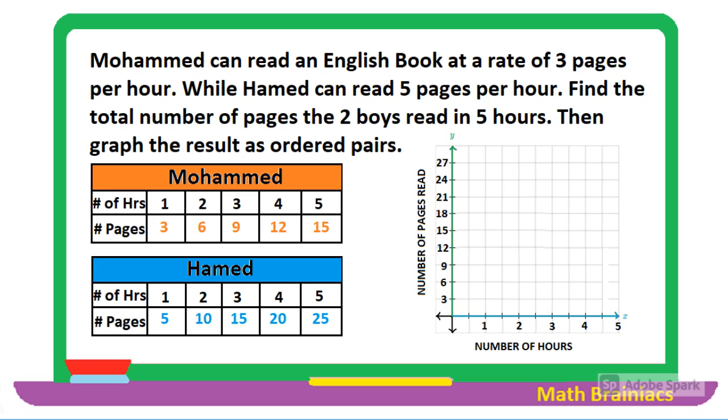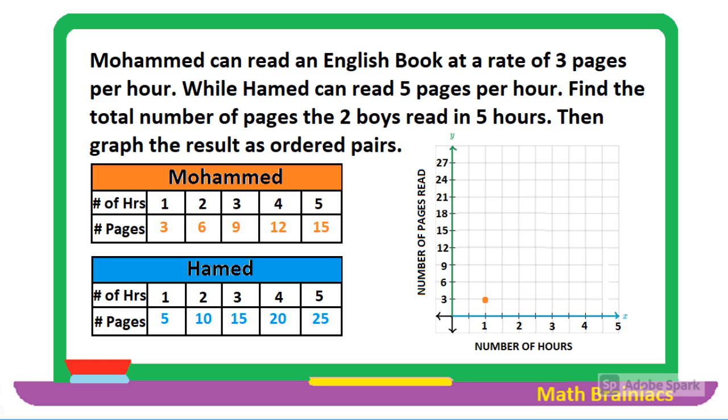Accordingly, we have completed the numerical pattern of the two boys based on the number of pages they have read per hour. We are now ready to graph the results of the ordered pair of the two numerical patterns based on the number of pages per hour that we have calculated for Muhammad and Hamid. So, we're going to designate the x-axis as the number of hours and the y-axis as the number of pages read.